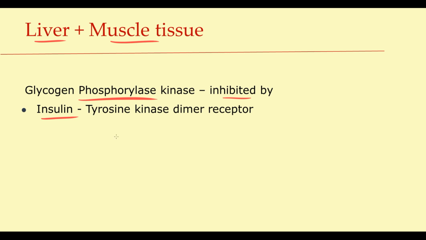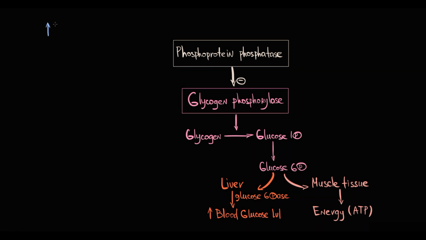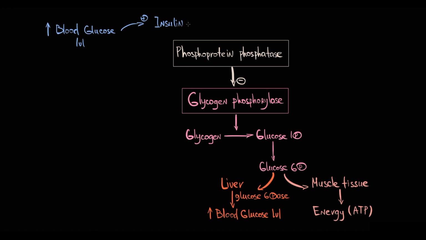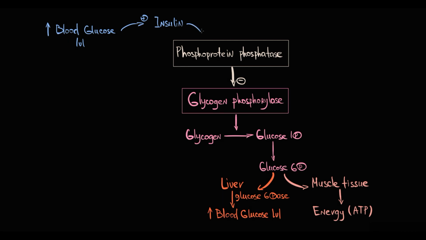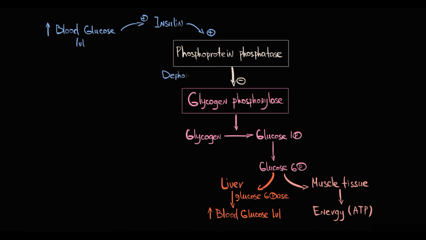It's easy to remember simply because insulin has the opposite effects to glucagon. Insulin is secreted in response to an increase in blood glucose level. So insulin level is high when the amount of glucose in the blood is high. And obviously, with high blood glucose level, there is no need to release additional glucose molecules by glycogenolysis. So insulin stimulates phosphoprotein phosphatase. With activation, phosphoprotein phosphatase dephosphorylates glycogen phosphorylase, thereby inactivating it. And with inactivation of glycogen phosphorylase, glycogen cannot be degraded. So it's the mechanism by which insulin decreases glycogenolysis in both liver and muscle tissues.